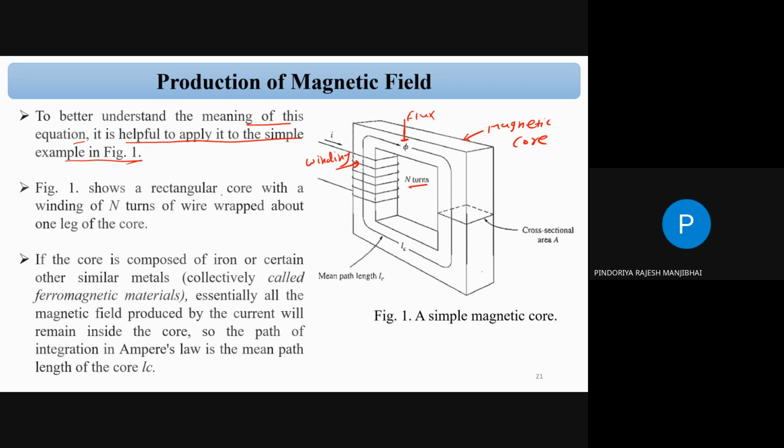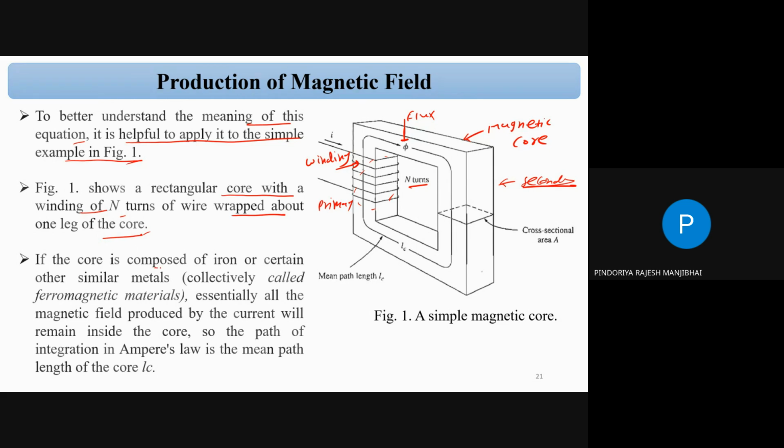Figure 1 shows a rectangular core with a winding of N turns. Here we can say this is the N turns. So this is the N turns of wire wrapped around one leg of the core. We can say this is the first leg, otherwise primary, and this is the secondary side. Correct. So the primary side is wrapped around one leg of the core.